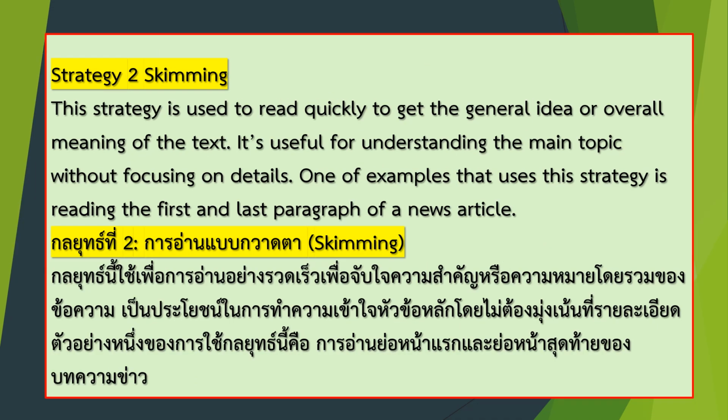Strategy 2. Skimming. This strategy is used to read quickly to get the general idea or overall meaning of the text. It's useful for understanding the main topic without focusing on details. One of examples that uses this strategy is reading the first and last paragraph of a news article.